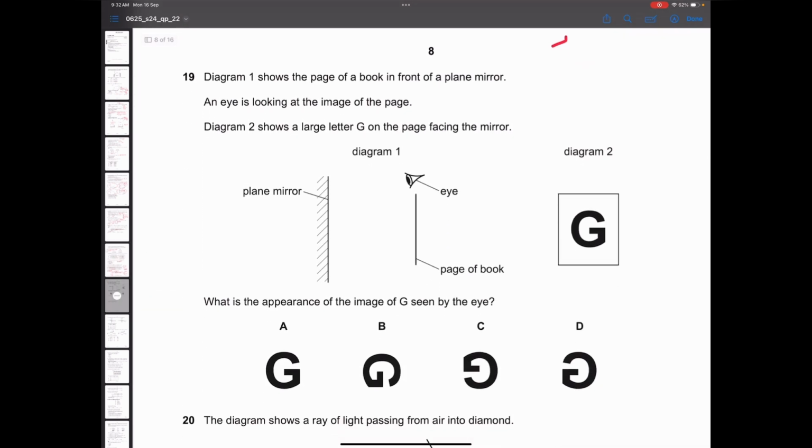Now, question number 19. Diagram 1 shows the page of a book in front of a plane mirror. An eye is looking at the image of the page. Diagram 2 shows letter G on the page facing the mirror. It is arranged like this, but what is the appearance of the image? So it just gets twisted, rotated like this. So the answer will be D.